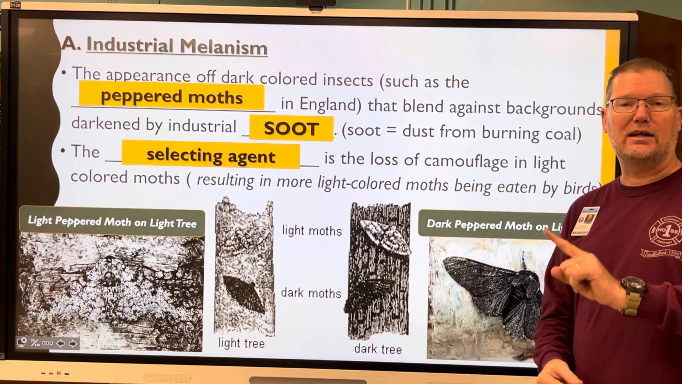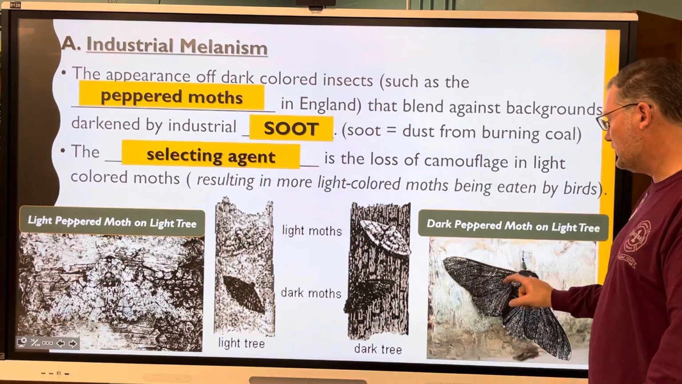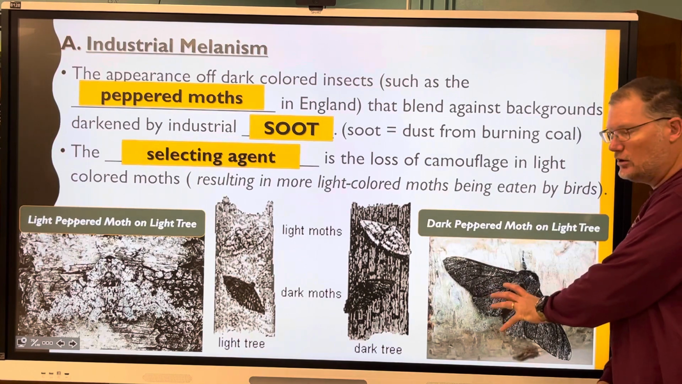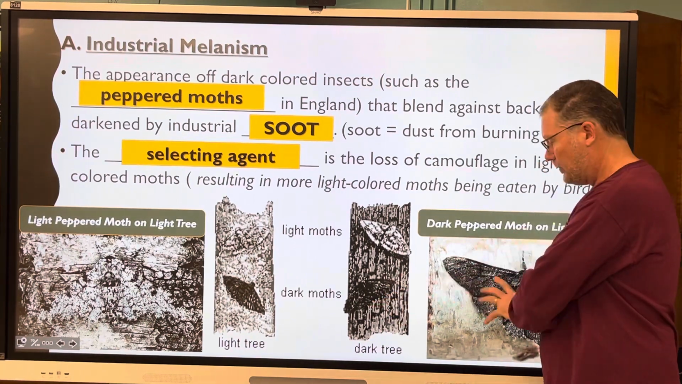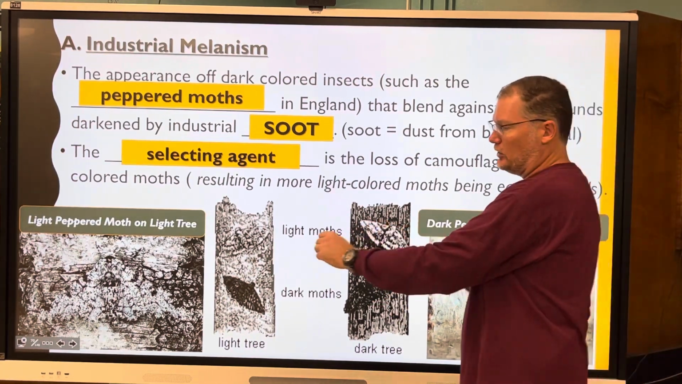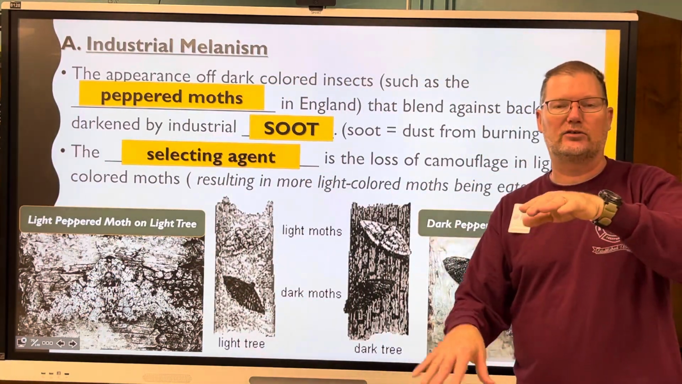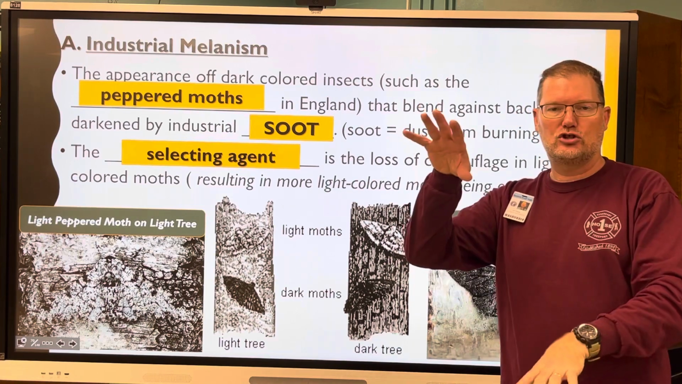The birds started eating the dark ones again. More of the population was now dark because the dark ones could hide, and then the light ones started coming back again. The frequency of the alleles in the population shifted.